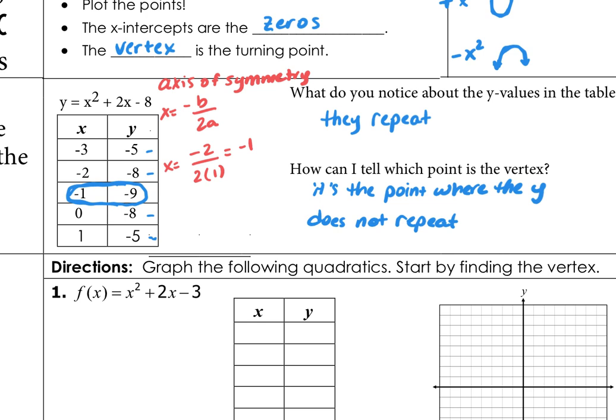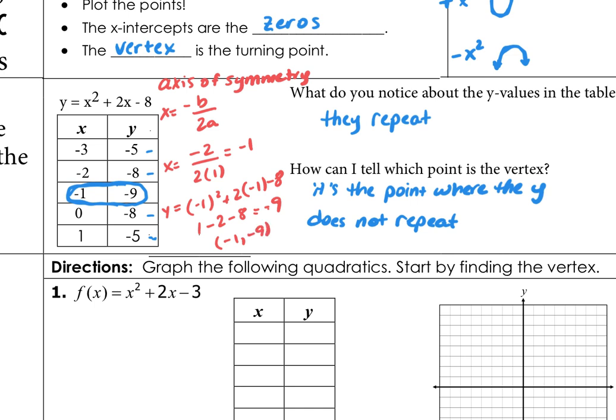Right? So you would have found your x coordinate first, and then you would have plugged in your x coordinate to figure out your y coordinate. So you would have done y equals -1 squared plus 2 times -1 minus 8. And that would give you 1 minus 2 minus 8, which is -9. So you would have found the vertex to be -1, -9.